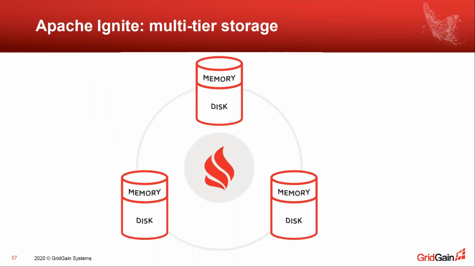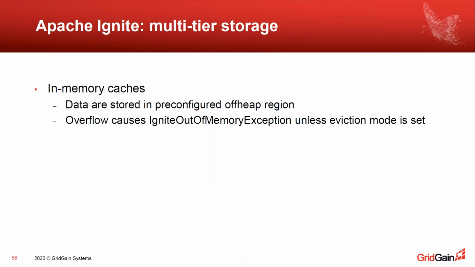Apache Ignite has multi-tier storage, meaning that your data can be stored either only in memory or both in memory and on disk. In case you are using persistent clusters, only a hot subset of pages is present in memory, and all pages will be present on disk. If you're using in-memory caches, data are stored in a pre-configured off-heap region. Your data will not be kept on heap, in order to be free from large garbage collection overheads or heavy GC pauses. You pre-configure the size of this region in advance, and in case your region overflows, you may get an Ignite out of memory exception unless you have set an eviction mode, which specifies a policy for how to remove your data if you are close to the capacity limit of your data region.